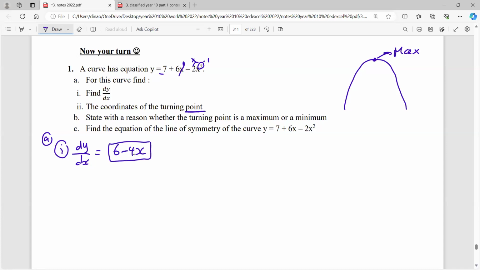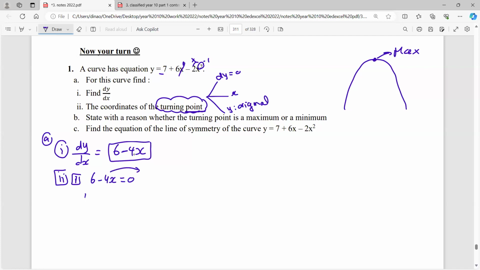Here it says find the coordinates of the turning point. Now, please, whenever you see this word, always remember turning, minimum, maximum, stationary, vertex: differentiation equals 0. Find x, and then you find y by substitution in the original equation. So this is question double I. In question double I, step number 1 will be differentiation equals to 0. Find the value of x.